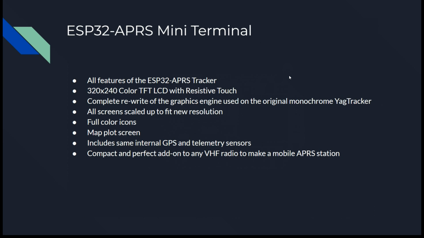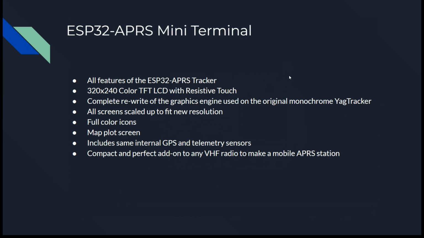They have full color icons. It has a map plot screen that has some color. We may even be adding in some icons if you're zoomed in really close, where the icons would make sense to actually have them visible. It includes the same internal GPS and telemetry sensors that are on the regular tracker as well.